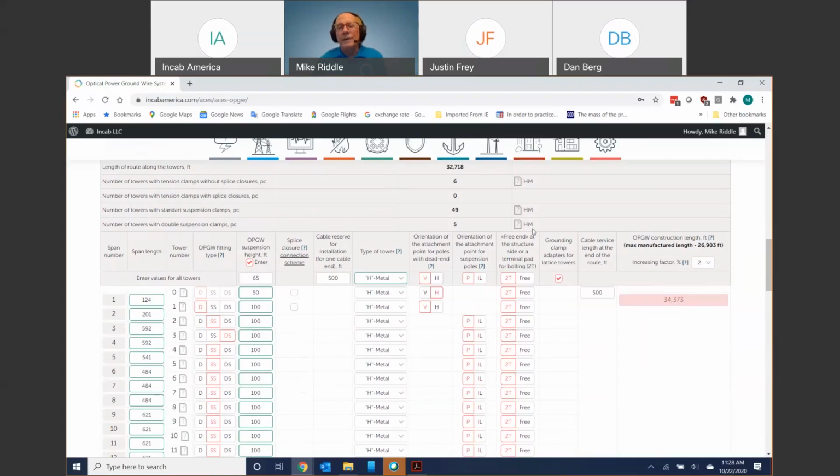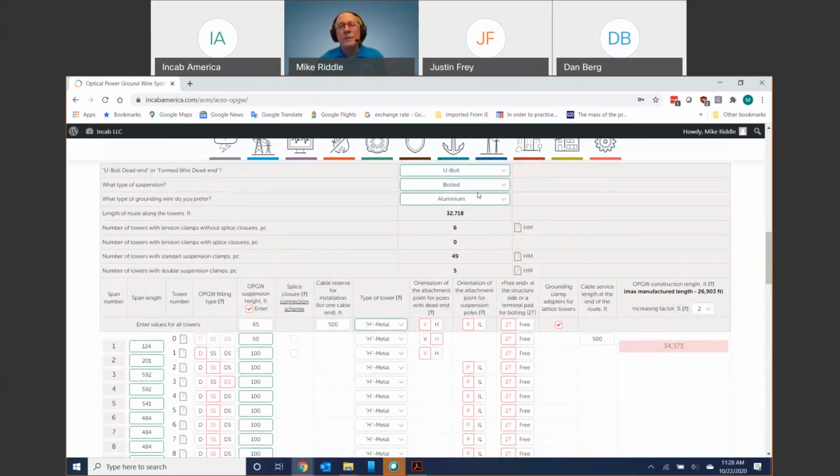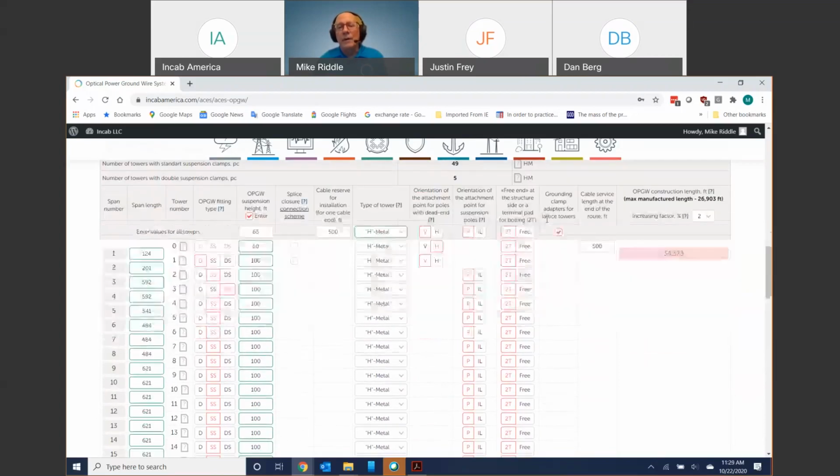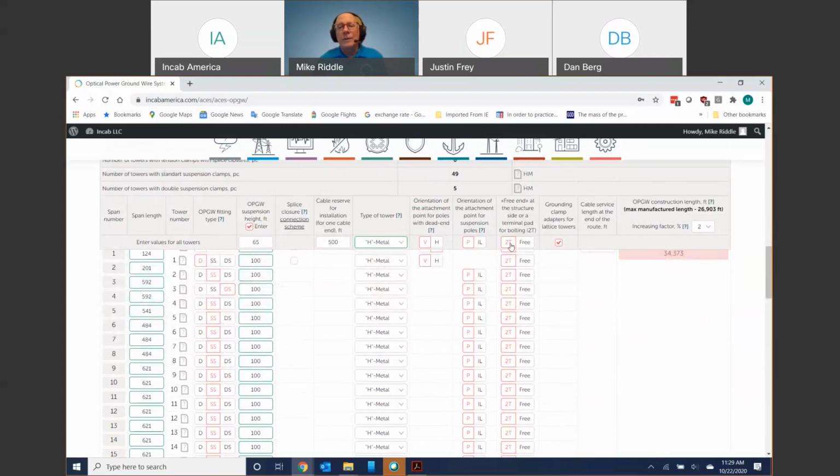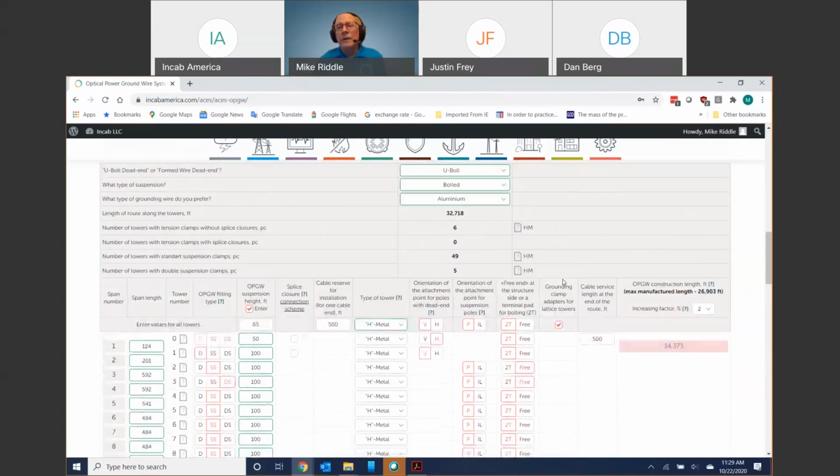On my grounding straps, whether I choose aluminum or copper, there's a two terminal configuration. So there's a terminal on both ends of the grounding strap. I want one end to be free. And again, I can change that in mass, or I can go and change it for individual poles.